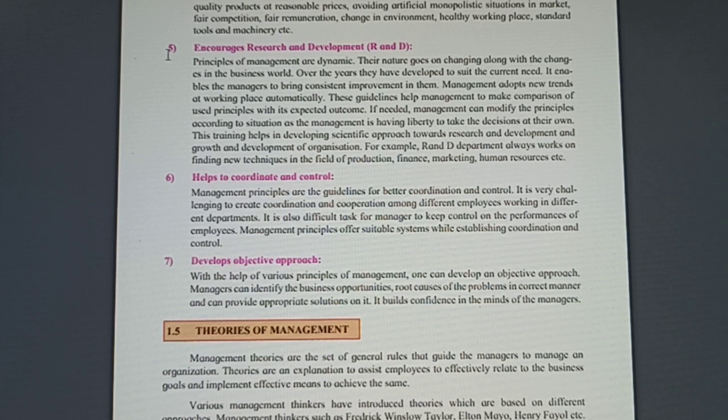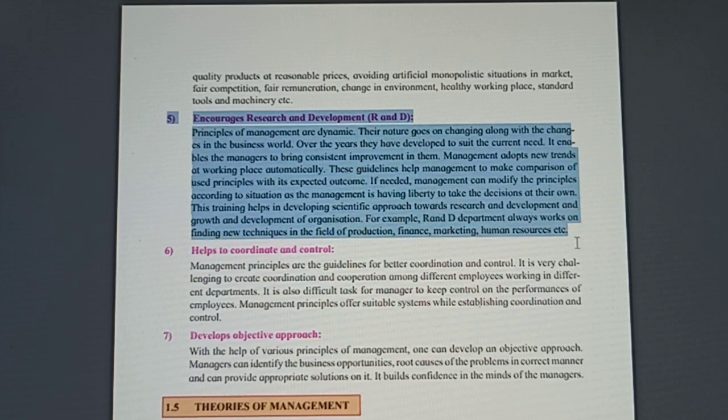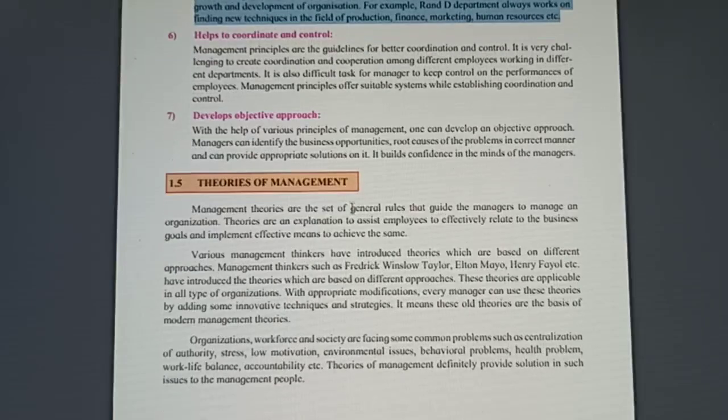Fifth, encourages R&D, research and development. Every company has to undergo research and development. Every company has to undergo innovation and renovations. So all companies use R&D. They have an R&D department, research and development department, which keeps on doing new things for the company. So all these principles of management are going to help that company.